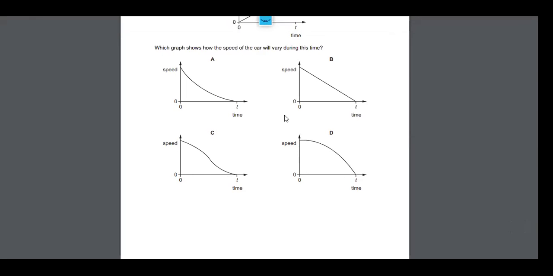Say it again. D is correct. D is correct. Well done. What was your thought going into that? It sounds like if they're pushing the brake harder, then they're going to start accelerating faster.